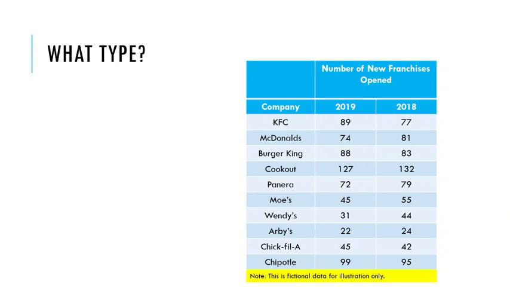And the beauty of panel data is that I can track each company over time, but I can also make comparisons in between companies, Kentucky Fried Chicken versus McDonald's, for example.